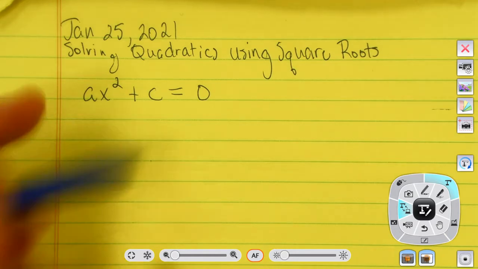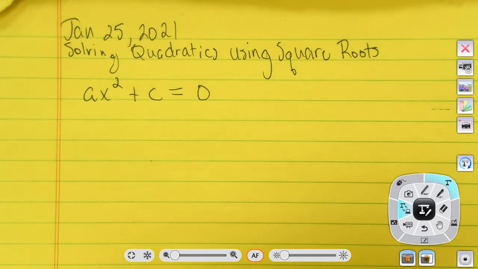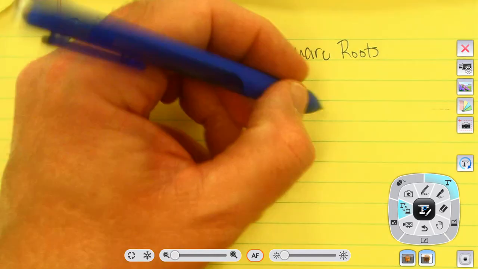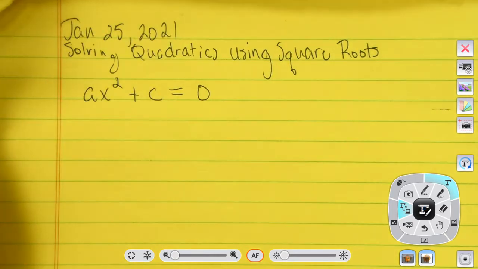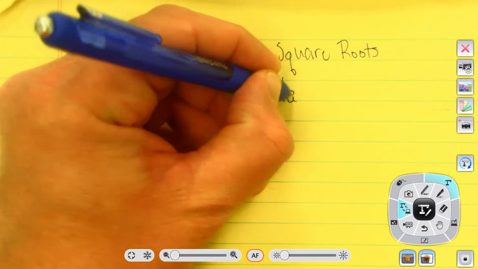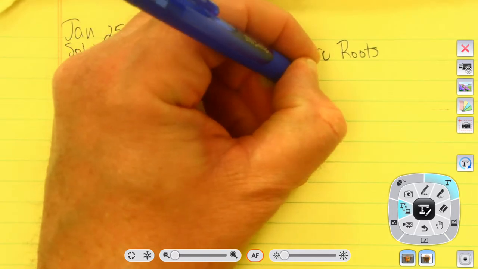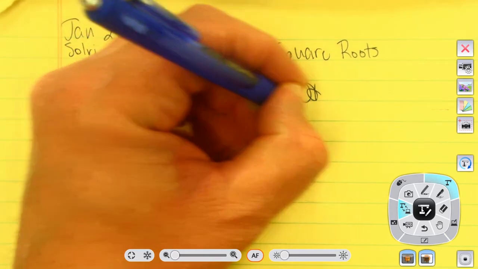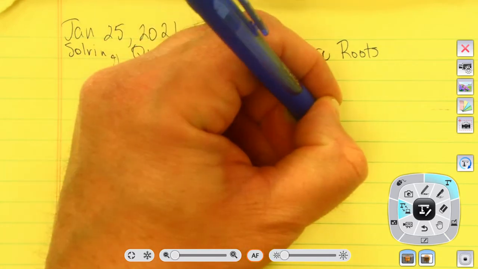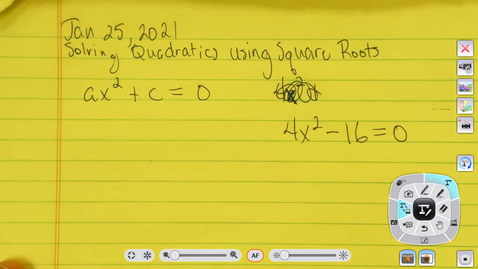Now, what that actually means is this. Ordinarily, when we've looked at polynomials, it's been something x squared plus something x plus a constant number, okay? It might be in this case that this is 4x squared minus 16 equals 0. It might be something that looks like that.